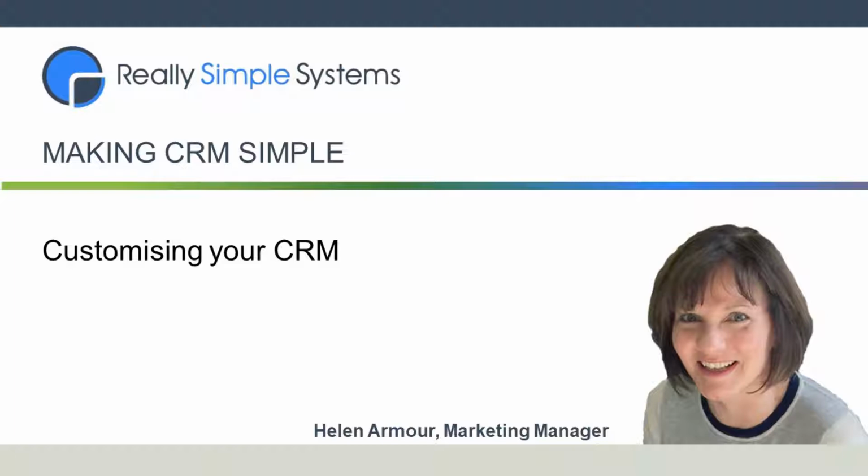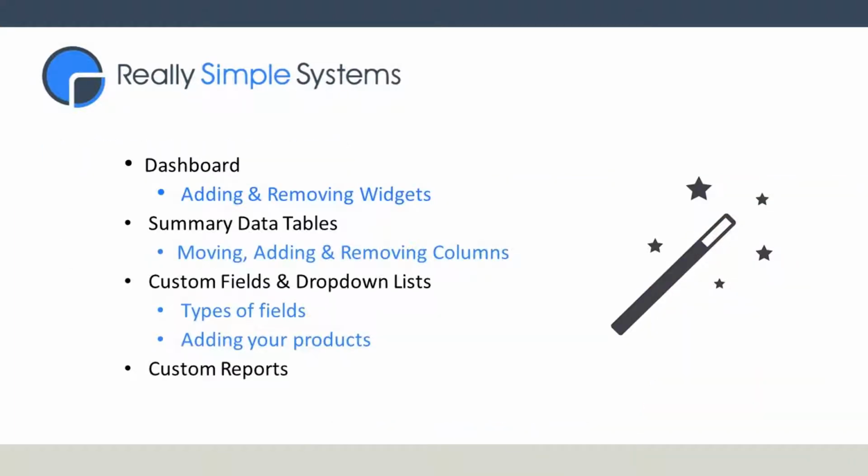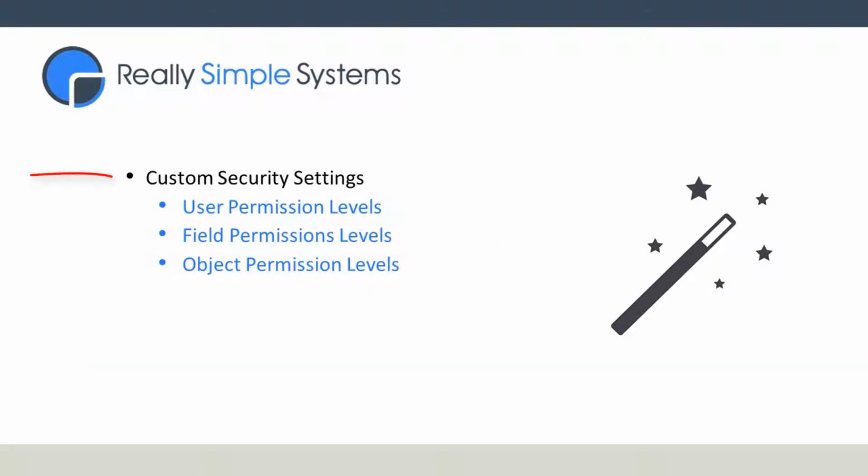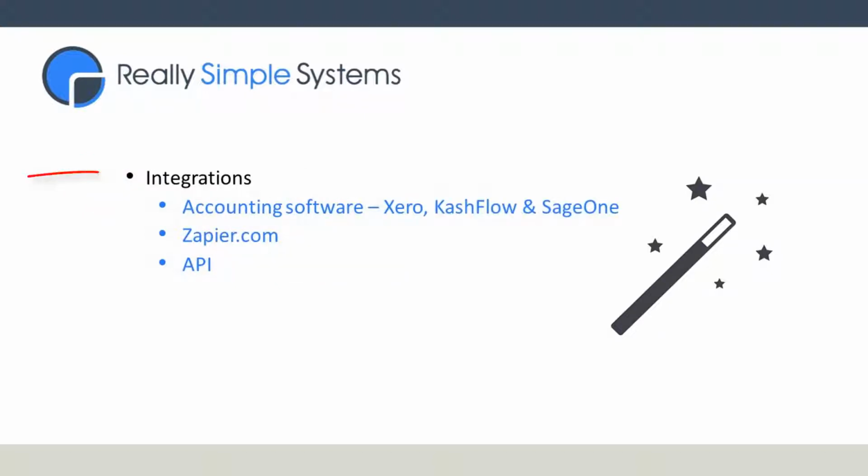Today I'm going to show you how to customise your CRM to fit your business requirements. I'll be covering the customisation of your dashboard to highlight what's important to you, your data summary tables, how to create custom fields and custom drop-down lists, and we'll also take a look at custom reports. In the next section, we'll look at some custom security settings, and then finally with integrations with the CRM, looking at API and the accounting software integrations.